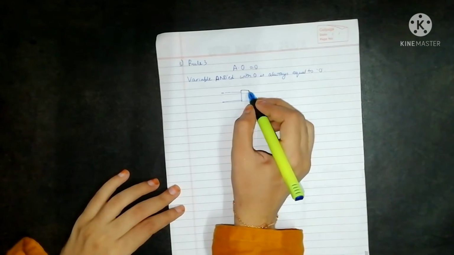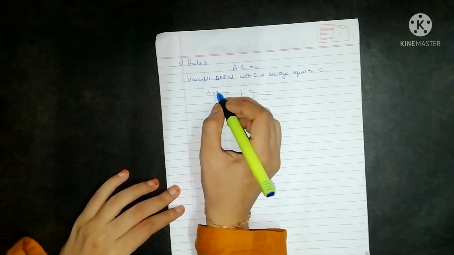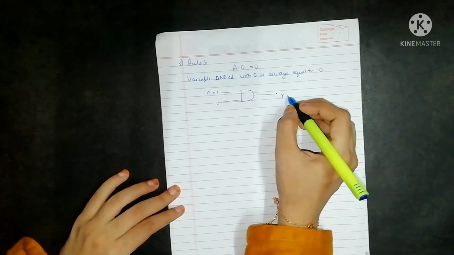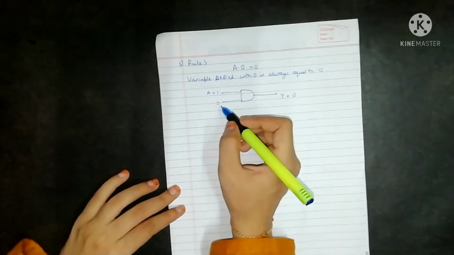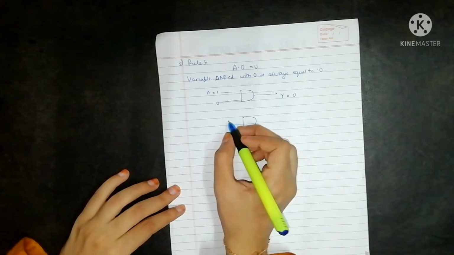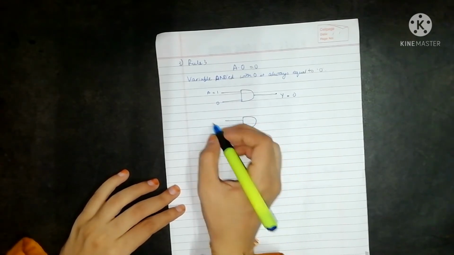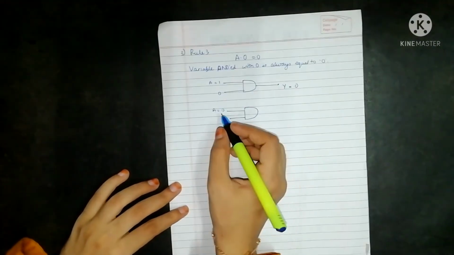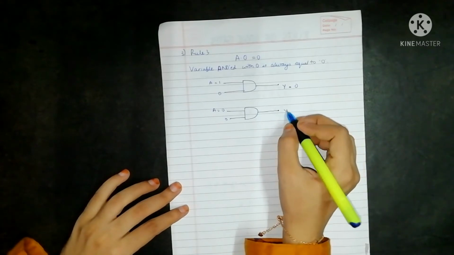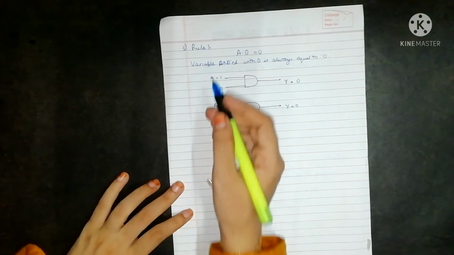This is my AND gate, and I am taking the input as 1 and I am ANDing it with 0. Then the output obtained is going to be 0. So 1 into 0 is 0. Again I am taking an AND gate, and this time the variable will have value 0 and the other input is also 0. So 0 into 0 is going to be 0, and that's why the output is going to be 0. This is rule number 3.